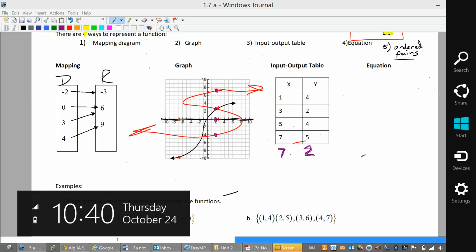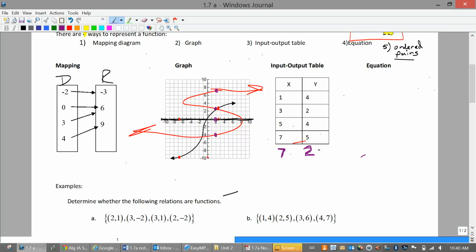Because the number 7 button would either go to 5 or 2, we're not sure. That's like the mystery button. You with me? So this would not represent a function if it was 7, 2. But what is okay is if there's 2 of the same. If 2 inputs go to the same output, it's okay. If 2 inputs give you the same output, it's okay.